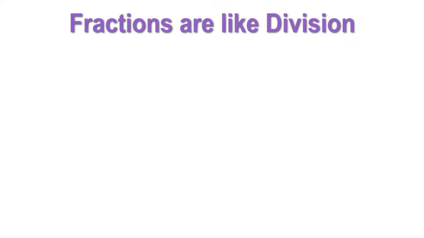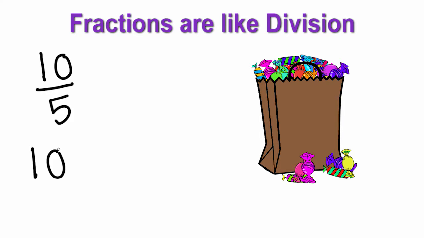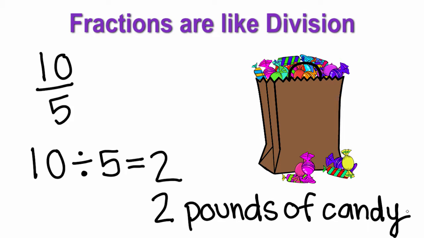In 5th grade, students will be introduced to the concept of fractions as division. Imagine 5 siblings want to share a 10-pound bag of candy after Halloween. How much candy will each child receive? 10 is the numerator, the pounds of candy. 5 is the denominator, the number of siblings. 10 divided by 5 equals 2. Each child will receive 2 pounds of candy. Again, this concept isn't taught until 5th grade.